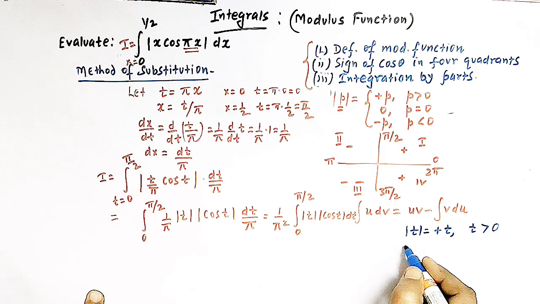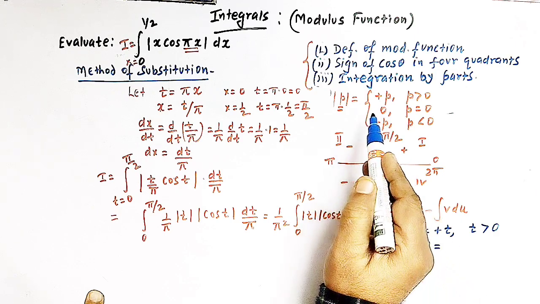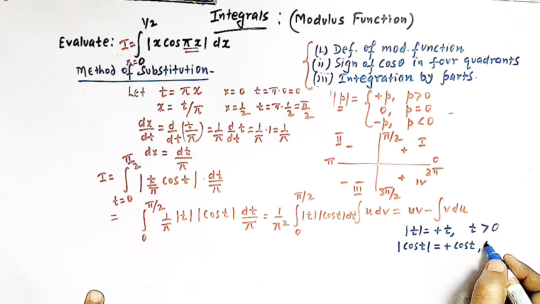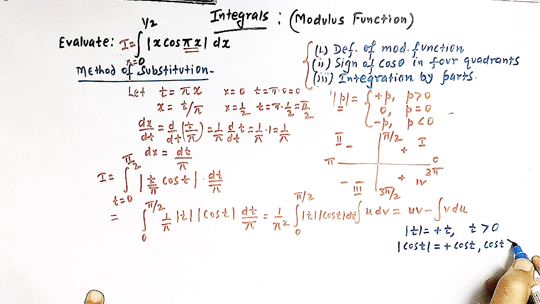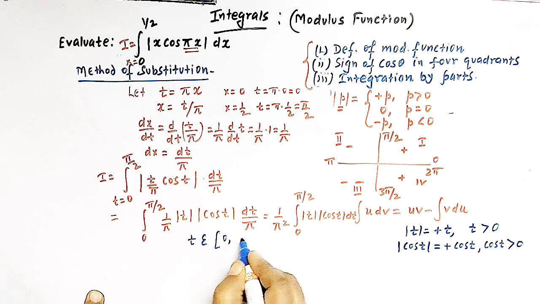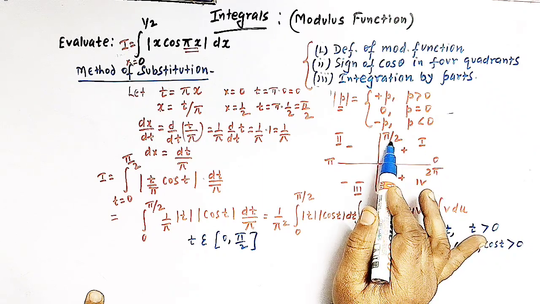And here we have a mod of cos of t, right? And mod of cos of t can be written with the help of this definition. So we can now write mod of cosine t as positive cos t whenever cos of t is greater than 0, right? And see here t belongs to the interval that is 0 to pi by 2. So we are in the first quadrant, right? That is from 0 to pi by 2.